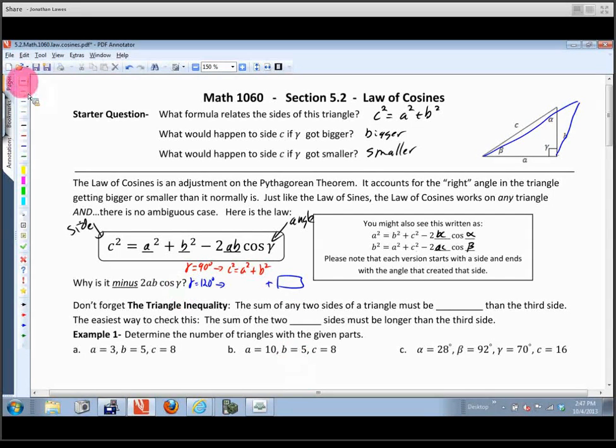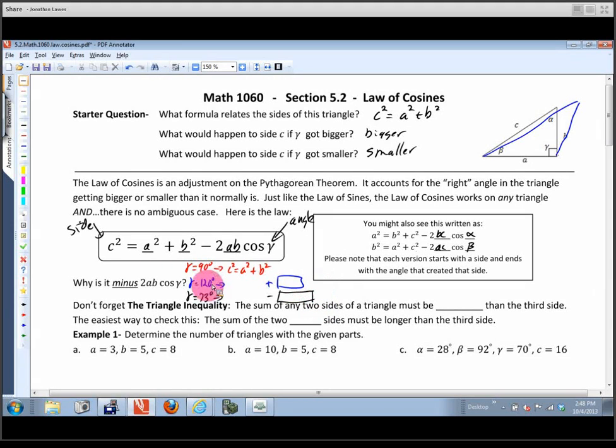And then let's take the case if gamma changes to something less. Let's say it's 73 degrees or something weird like that. Well, it's still going to be c squared equals a squared plus b squared, but then let's think about what we've got here. We've got the 2ab, and then I've got cosine of 73 degrees. Well, 73 degrees is going to be a positive value, so I'm going to have a minus 2ab cosine 73 degrees. So whatever this is, we could figure out what it is exactly once we have numbers, but we're going to be subtracting something.